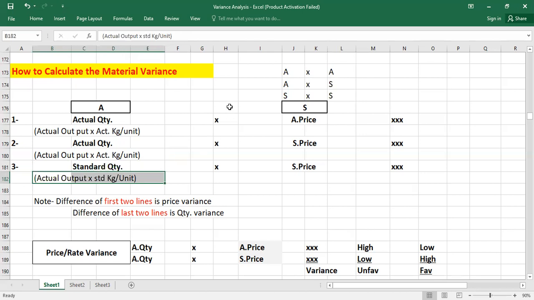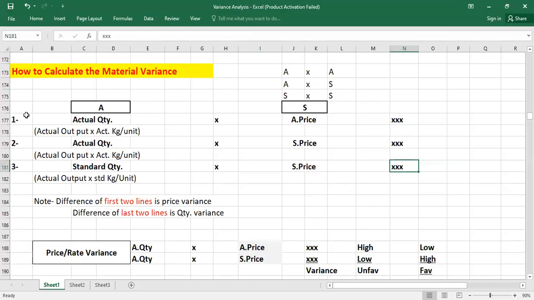So we will multiply actual quantity with the actual price, then actual quantity with the standard price, then standard quantity with the standard price. And once we multiply, you will get one value here, a second value here, and a third value here.